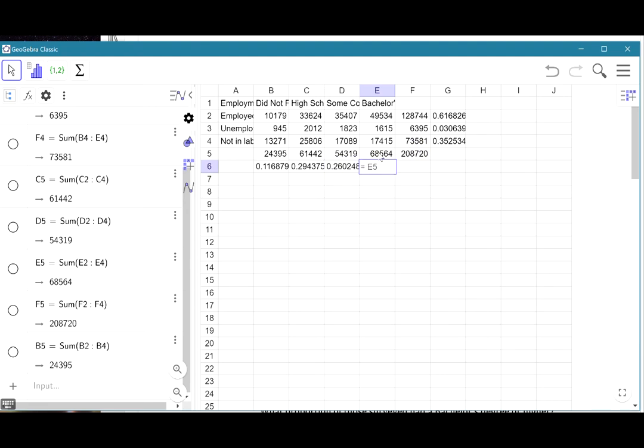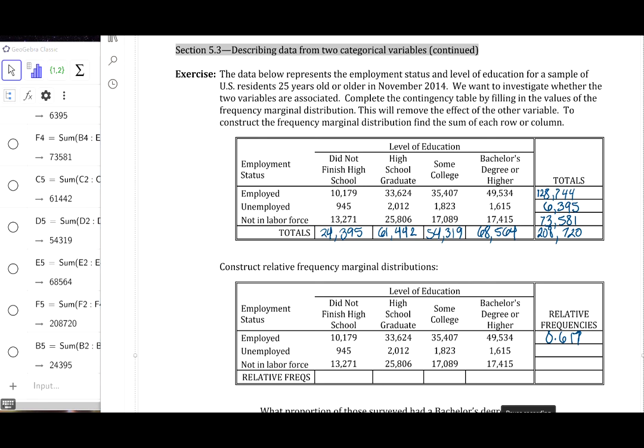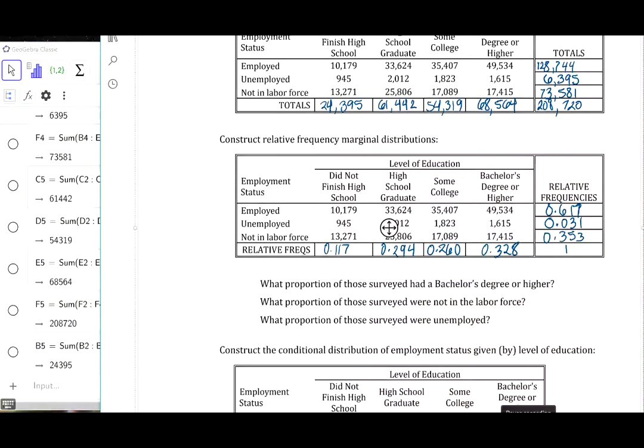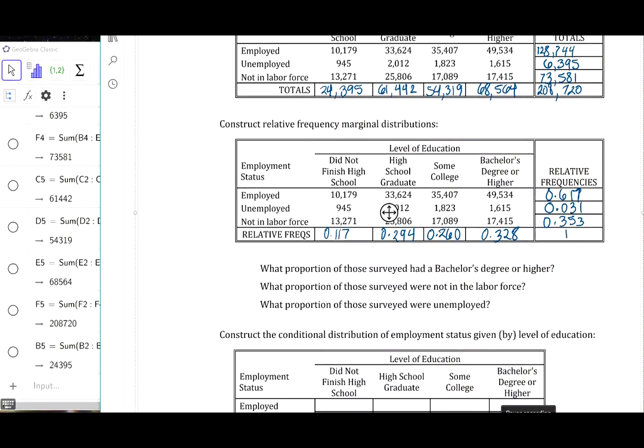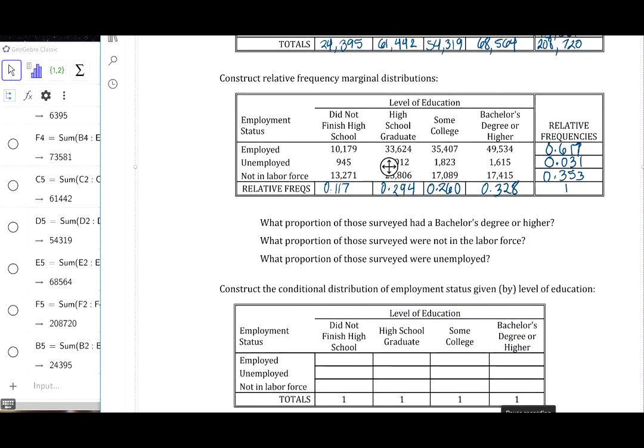What we should see is that if we added up these column percentages, they should add to 1. And similarly, if we added the frequency marginal distributions, the percentages for the rows, these should add to 1. Let's go enter them over on our table for the frequency marginal distributions. You can use that as a check to see if you've got them correctly and that they should add up to 1 both ways for those relative frequencies.